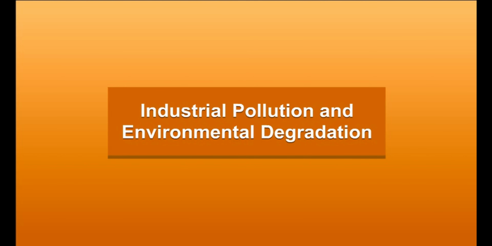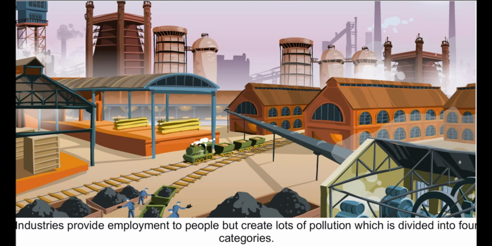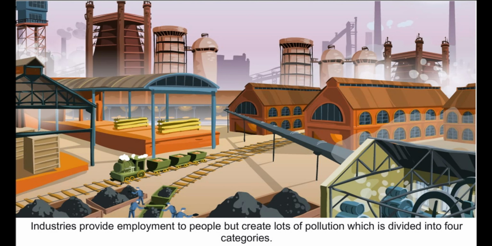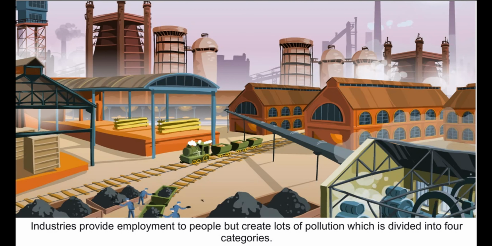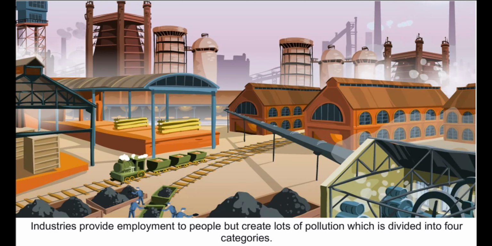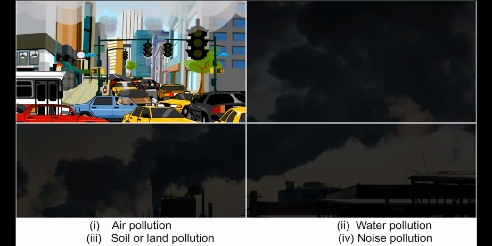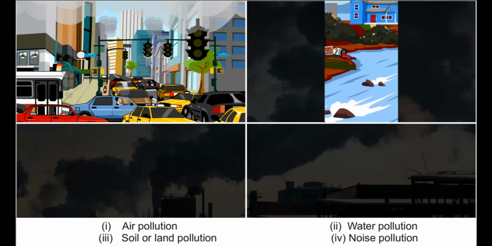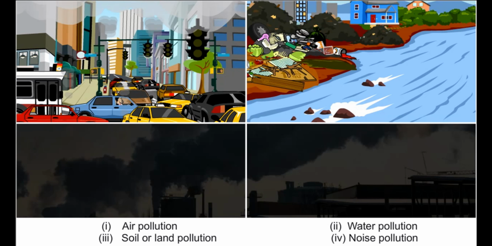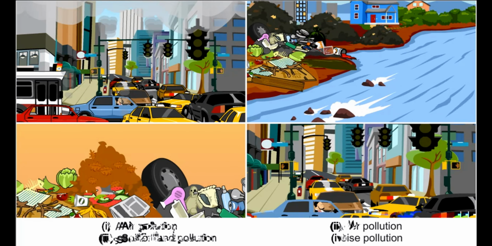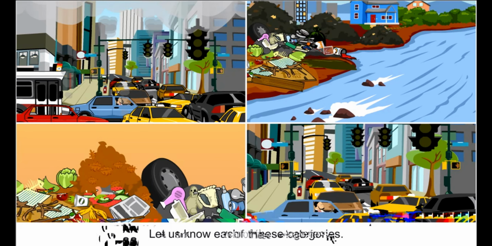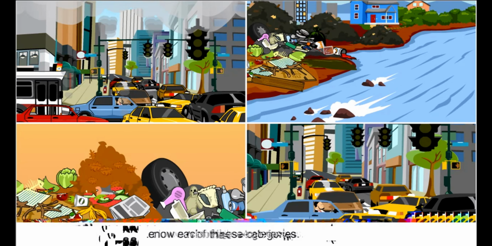Industrial pollution and environmental degradation. Industries provide employment to people but create lots of pollution, which is divided into 4 categories. 1. Air pollution. 2. Water pollution. 3. Soil or land pollution. 4. Noise pollution. Let us know each of these categories.